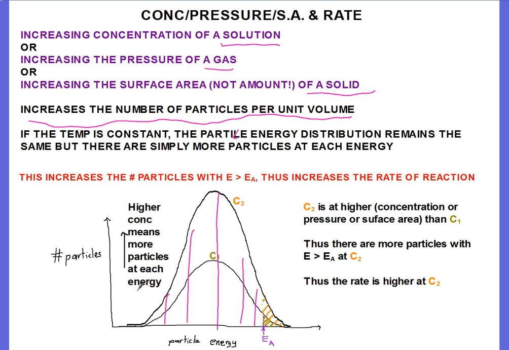So the higher concentration means more particles at each energy. Because we've got more particles at each energy, that means we've actually got more particles with energy greater than the activation energy. And therefore, as we increase the concentration of a solution, the pressure of a gas, or the surface area of a solid, we have more particles with energy greater than the activation energy, and therefore the rate of reaction increases.